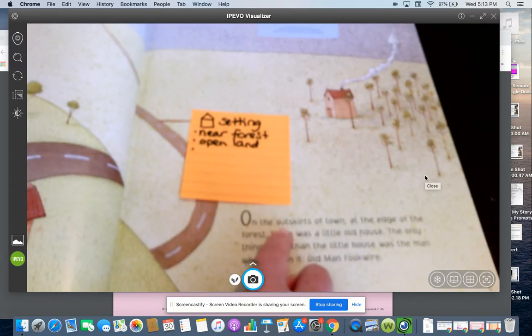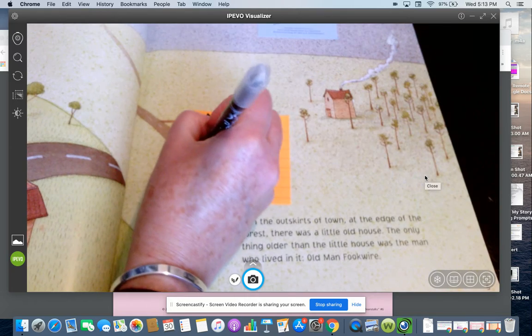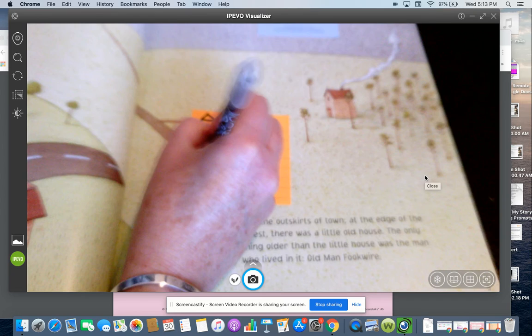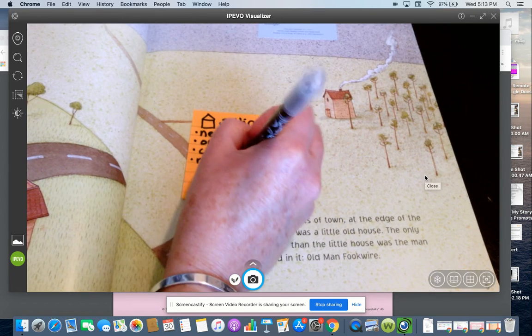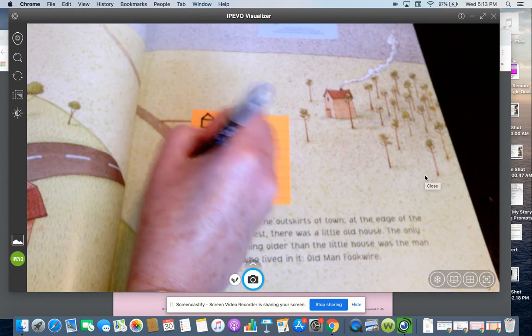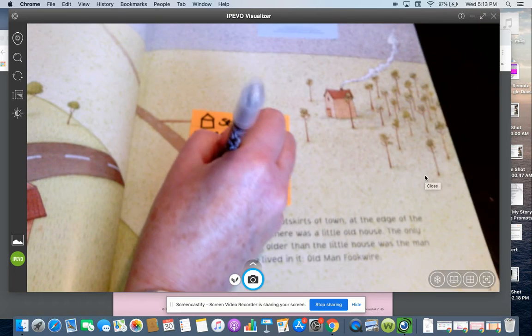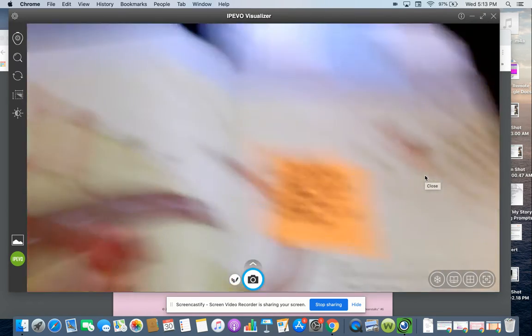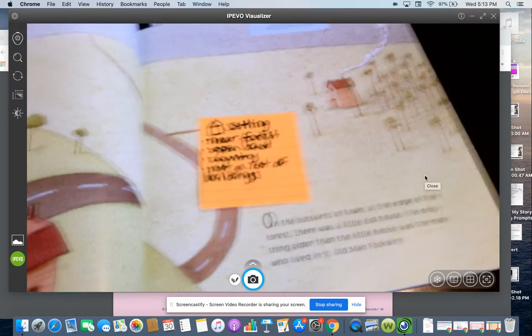It says on the outskirts of town. So it looks to me kind of like it's in the country. I might say not a lot of buildings. Because I'm really trying to get an idea of the setting of the story, where the story takes place, okay?